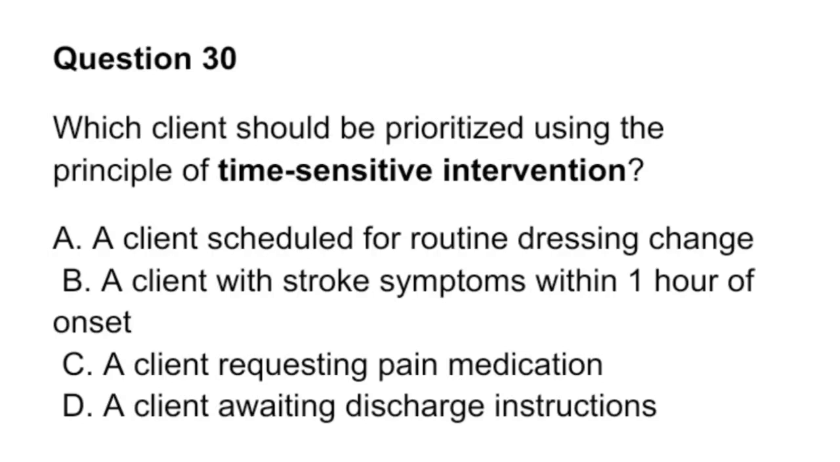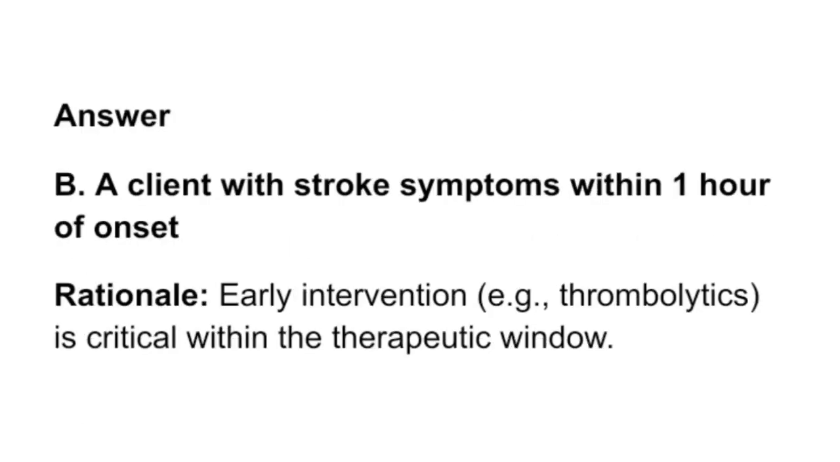A. A client scheduled for routine dressing change. B. A client with stroke symptoms within 1 hour of onset. C. A client requesting pain medication. D. A client awaiting discharge instructions. Answer. B. A client with stroke symptoms within 1 hour of onset. Rationale. Early intervention, for example thrombolytics, is critical within the therapeutic window.